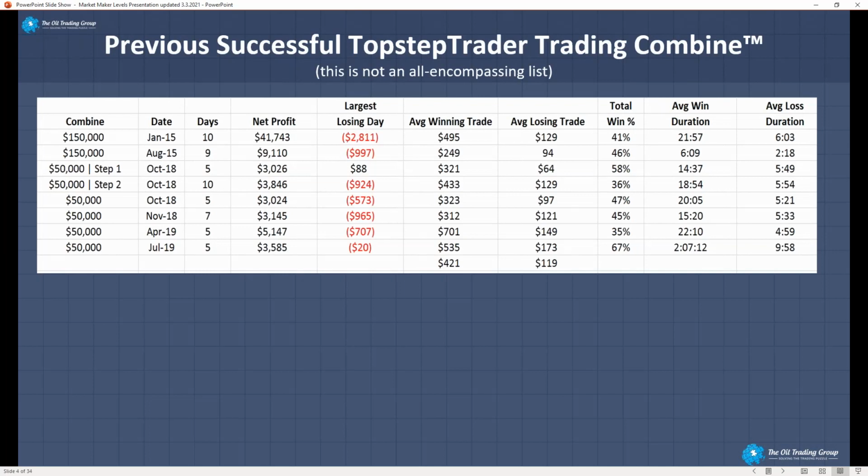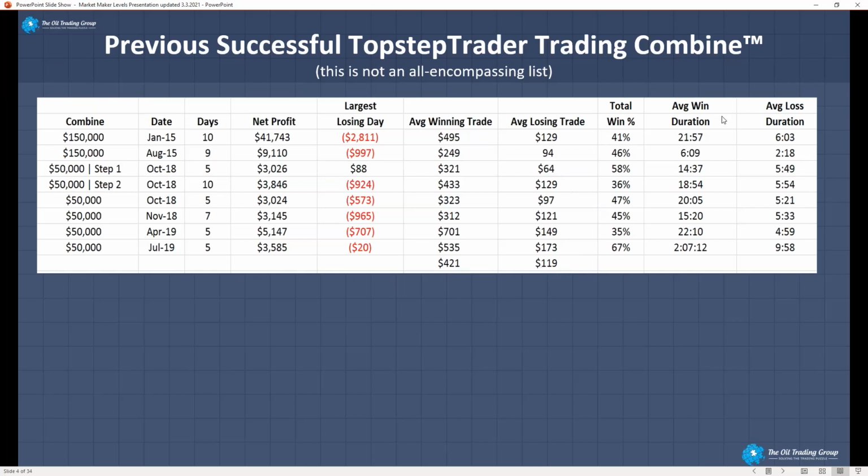Now, we don't pass every one that comes down the pipe, but we do pass more than our fair share of those that we do. And so this is just a small list of the ones that we've actually done over the years. The reason I show you this is there's a couple things I want you to look at. If you look down at the bottom where it says average winning trade, the average winning trade was $421. The average losing trade was $119. That gives you a 3.5 to 1 reward to risk ratio.